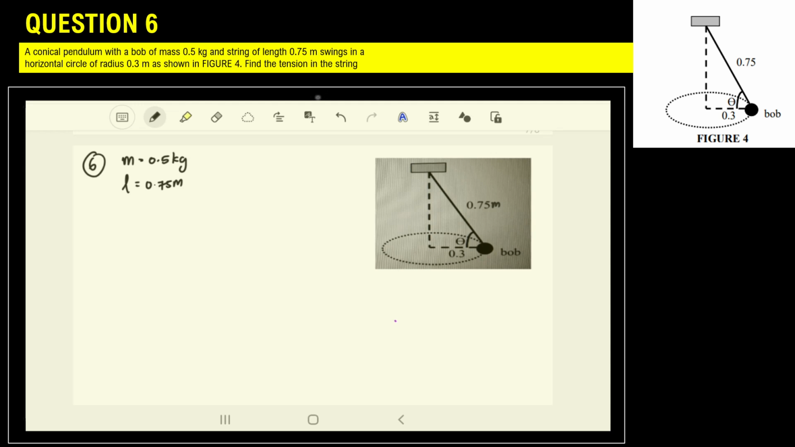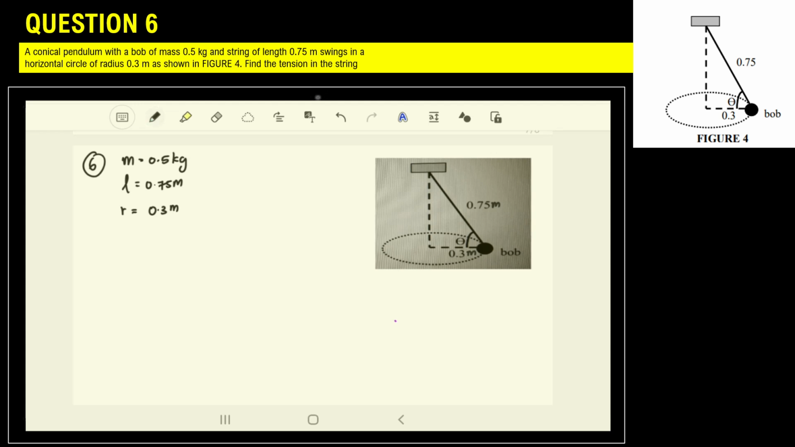Okay, and it swings in a horizontal circle of radius 0.3 meter. The radius of the horizontal circle is 0.3 meter. Find the tension in the string. Before we start, we need to draw the free body diagram first.